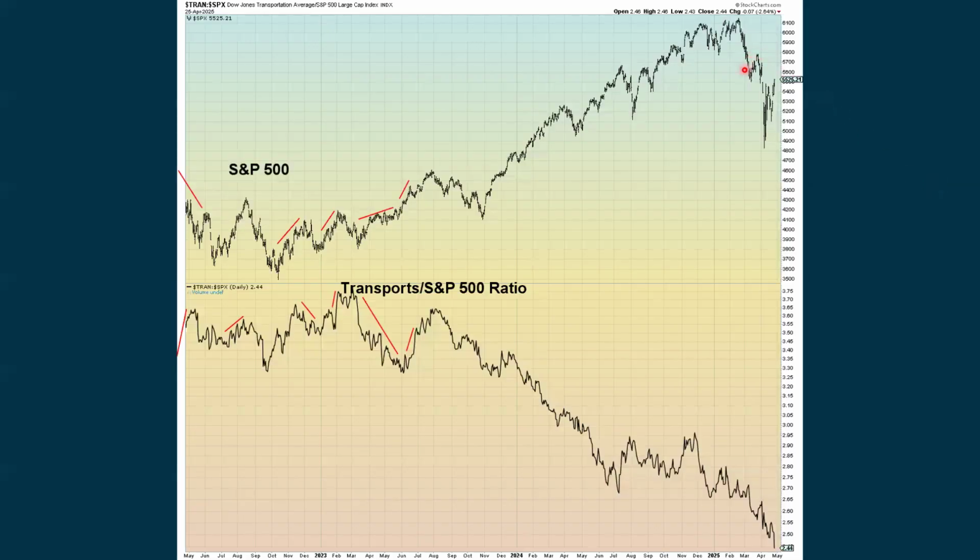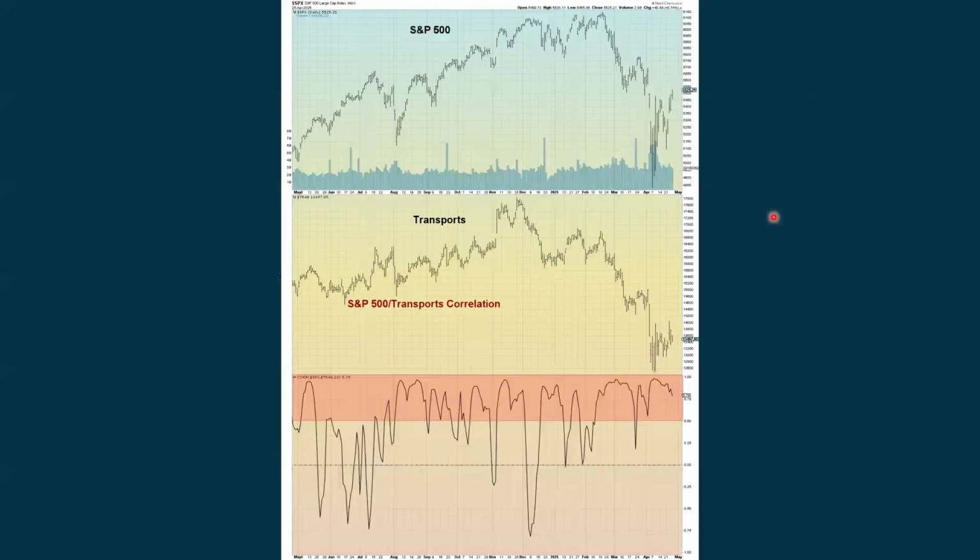Then a ratio of the S&P to the transports. This continues to go down as transports are underperforming, even though the S&P has been going down itself. We look at the correlation between the S&P and transports, and even though it's coming down a little bit, it's still a pretty strong correlation, just meaning that they're going in the same basic direction at the same time, either up or down.